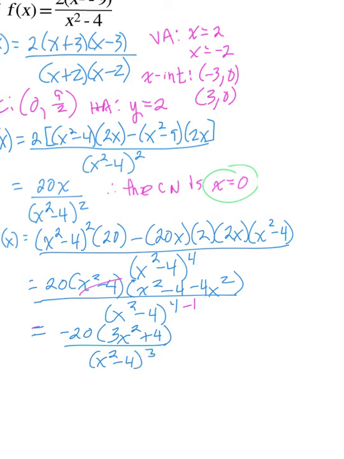So let's evaluate this to see if there are any points of inflection. This is the only place that could cause the numerator to be 0.